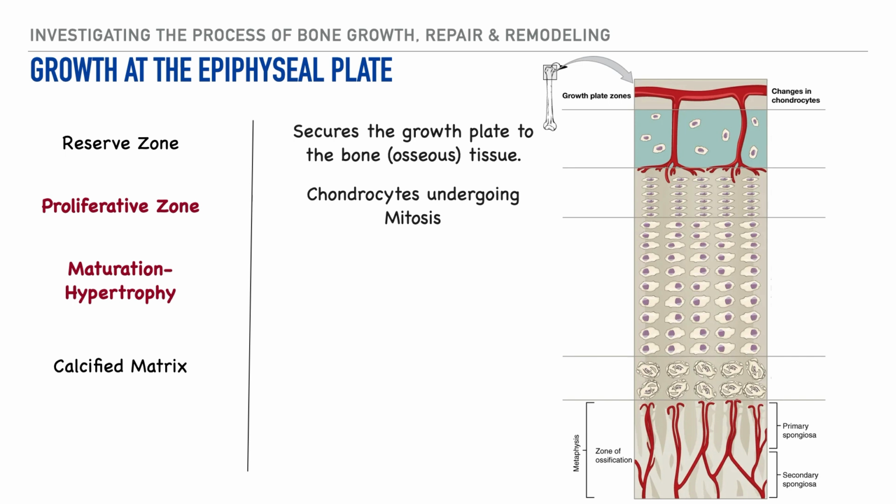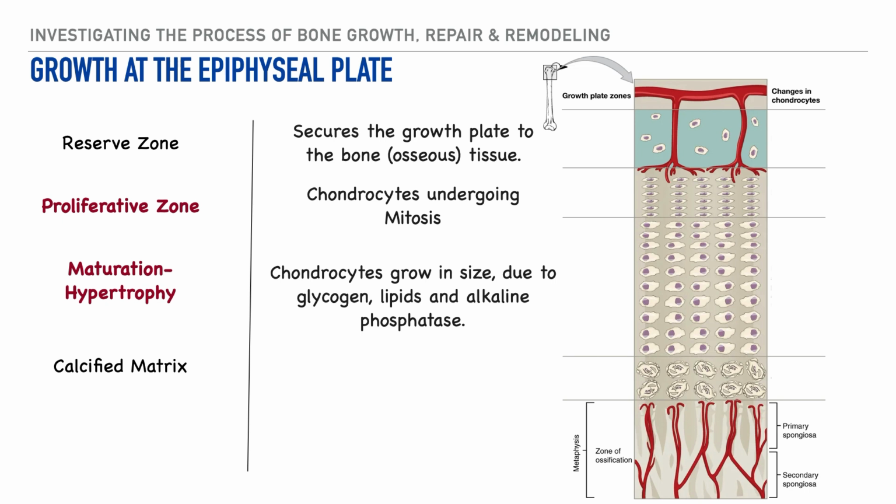Again, moving closer to the diaphysis, we have the maturation hypertrophy zone, and this is the area in which our chondrocytes are larger in size and older in age. It's also here, during interstitial growth, that glycogen gives chondrocytes the energy they need to divide. Lipids help those cells swell and grow larger, and alkaline phosphatase, an enzyme, helps turn the cartilage into a framework that can be later replaced by bone.